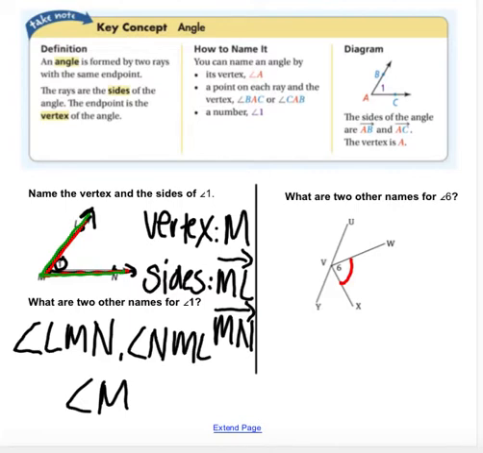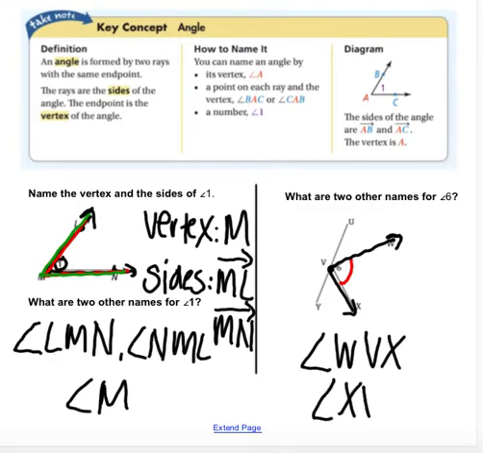Our vertex, where our endpoints meet, is V. My rays go to W and X. So kind of like we did last time, in order, I'm going to start with W, making sure my vertex is in the middle. I can call this angle WVX, and going the other way, I can call this angle XVW. So that's kind of angles.